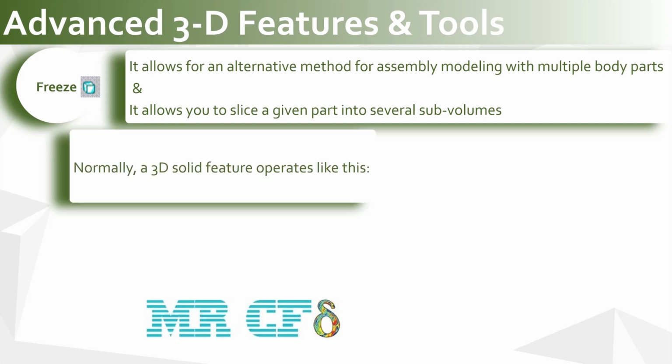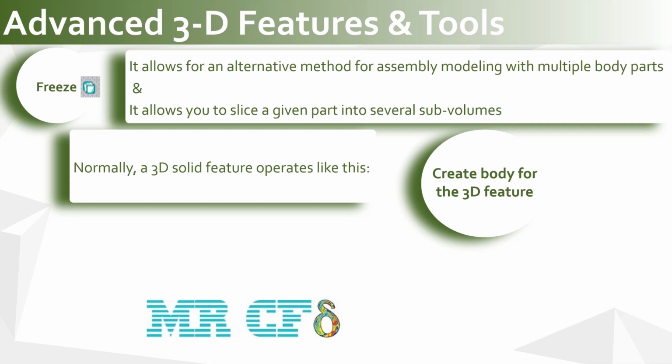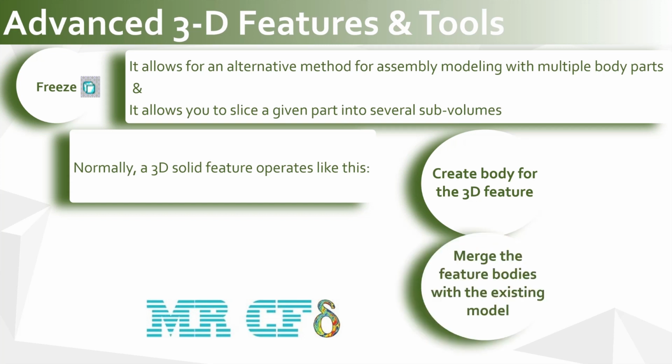Normally, a 3D solid feature operates like this. 1. Create the bodies of the 3D feature, for example, the body or bodies of an extrude feature. 2. Merge the feature bodies with the existing model via Boolean operations: add material, cut material, and imprint faces. The Freeze feature allows you to control the second step.